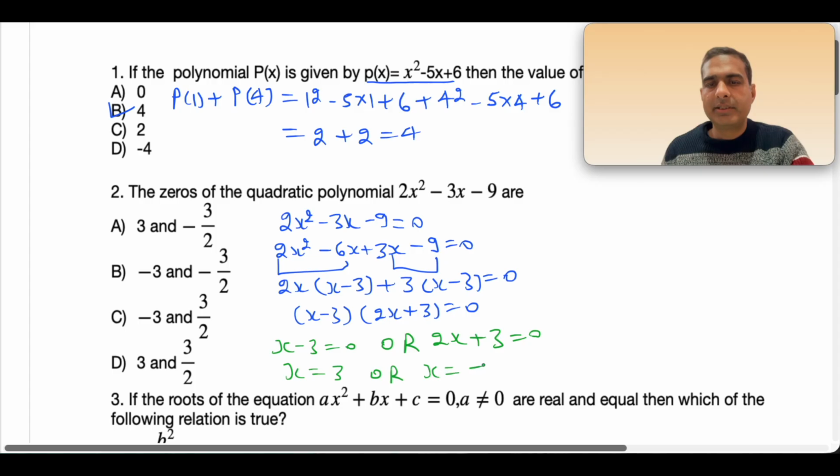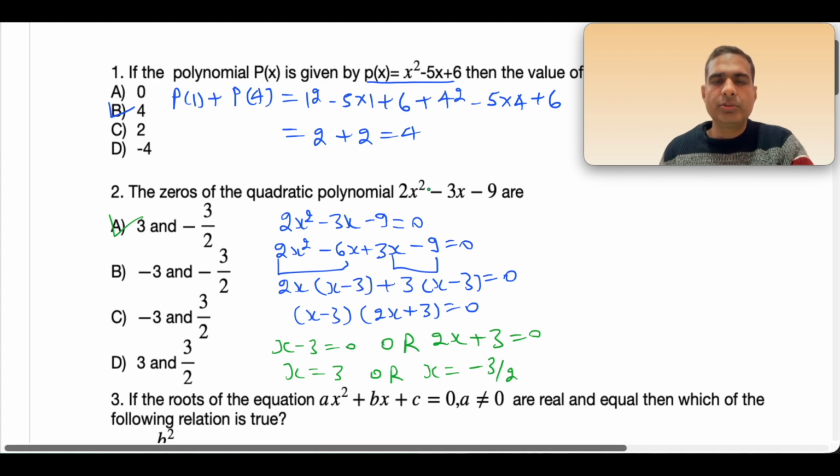So we will be getting x is equal to minus 3 by 2. So either x can be 3 or x can be minus 3 by 2. So first option, x can be 3 or x can be equal to minus 3 by 2.